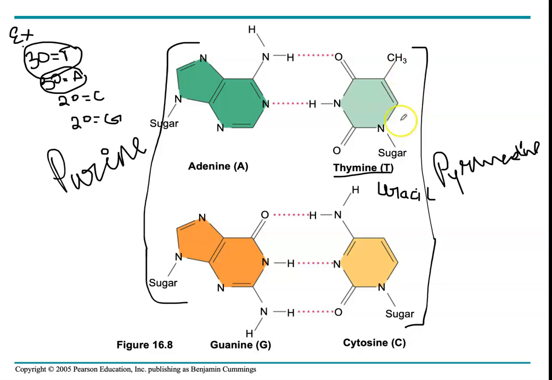And uracil is the thymine molecule without this methyl group. So that's two differences. The third difference between DNA and RNA is that DNA is actually double-stranded, whereas RNA is single-stranded.